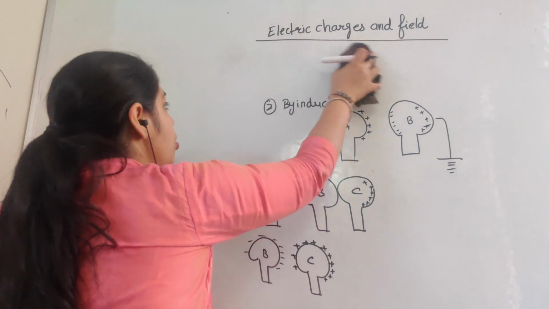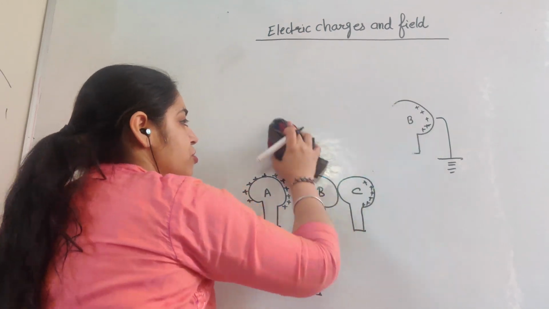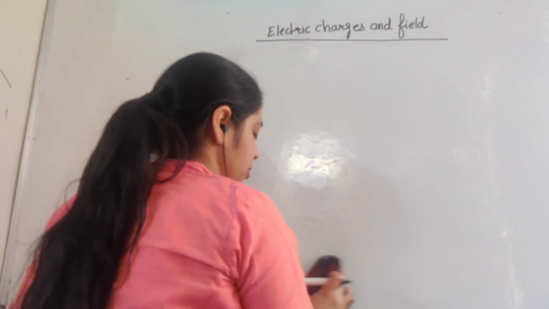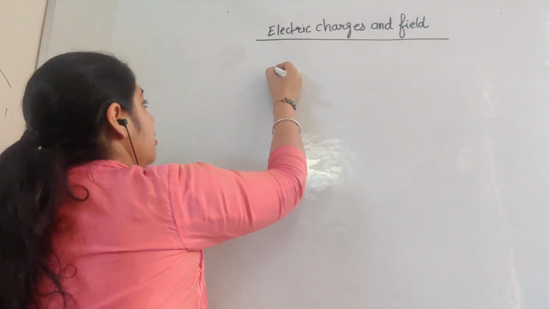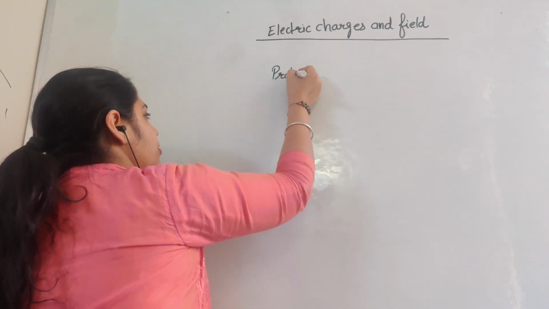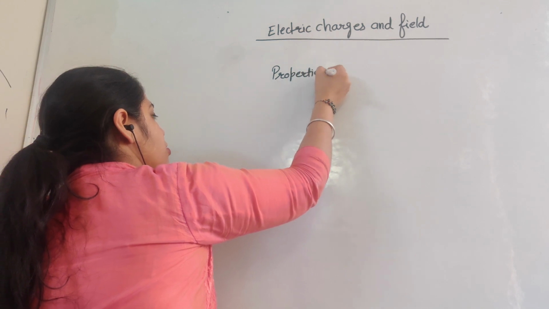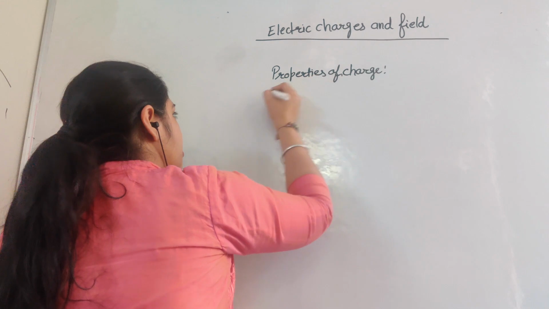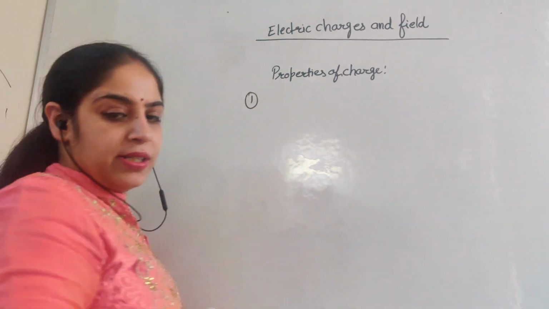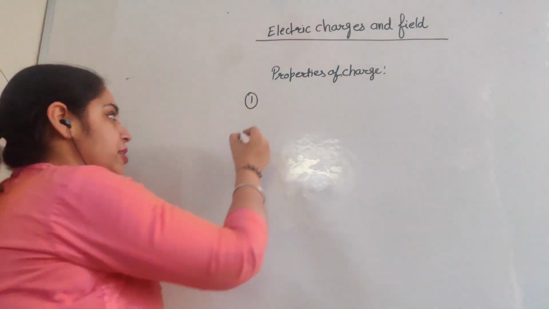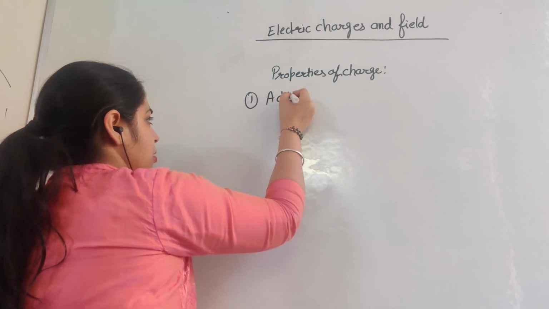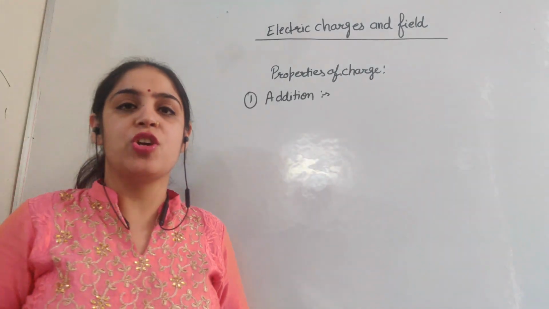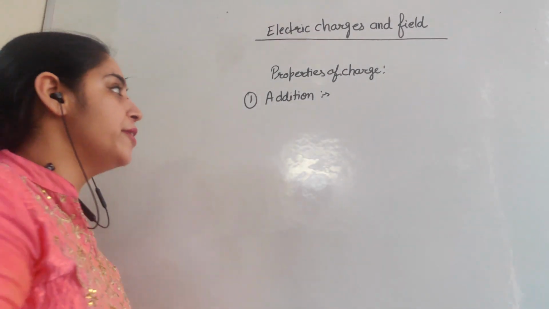Let's now quickly do properties of charge. We'll start with the first one, that is addition. Charges are always added up like numbers. है ना? Charges जो हैं, they always add up like numbers.